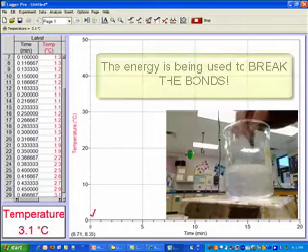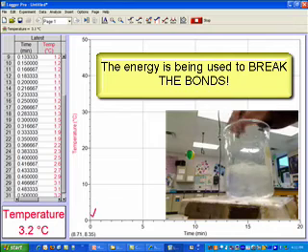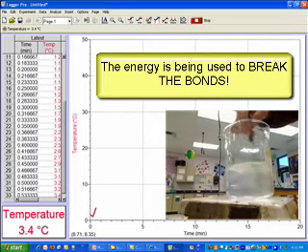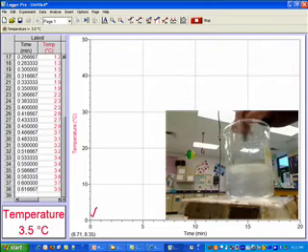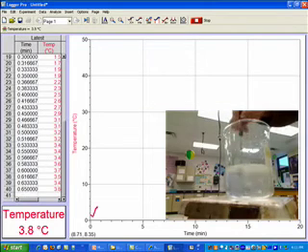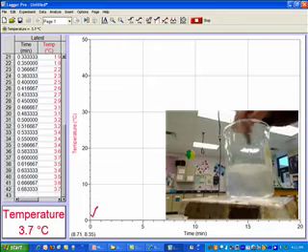Folks, what's happening is the temperature does not change because the energy being added to it is being used to break the bonds that hold the ice together, not to heat up the water. Right. So it's staying pretty close to 0. You can kind of see that going there.